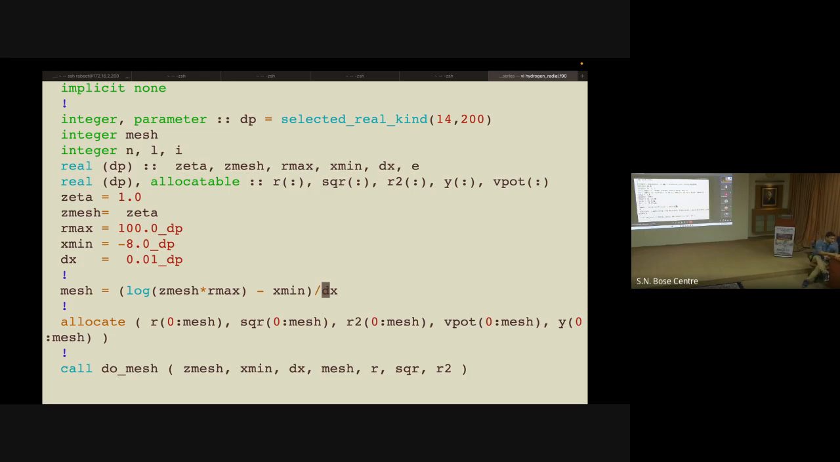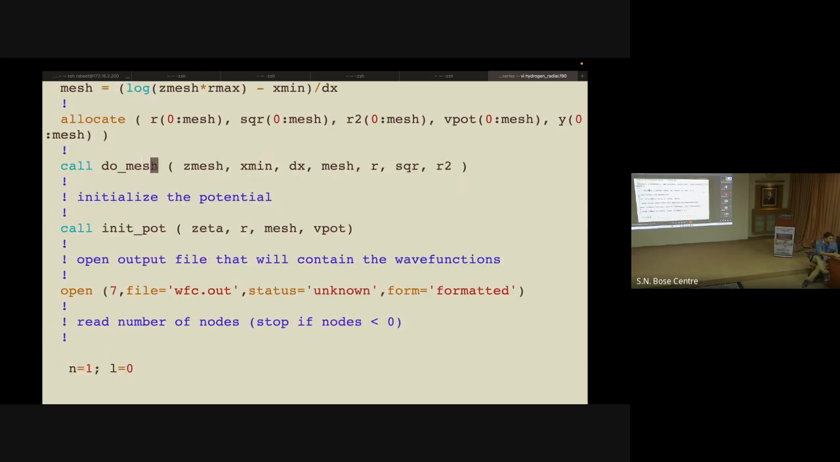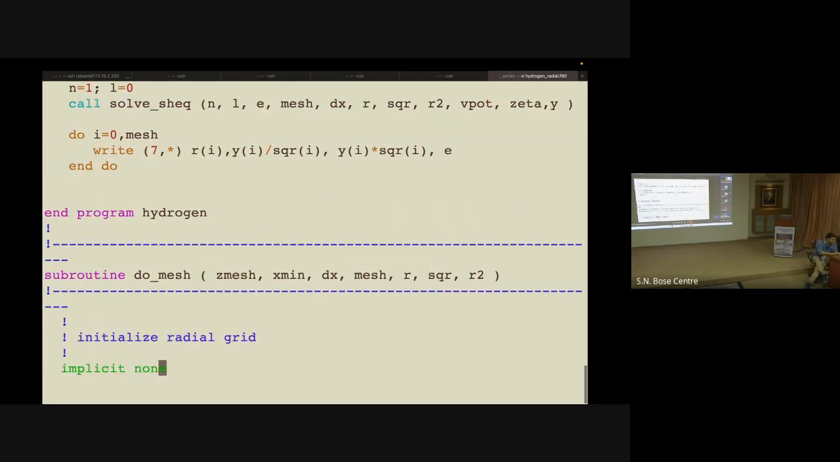Then, because we will need a lot of arrays like the R array and the square root of R, it is allocating them there. And do mesh is just making this mesh, it's a subroutine there. Then it is initializing the initial potential. In this initial potential, we are giving the atomic number zeta, R, and the number of mesh points, and V out will be your output potential. I'll show what this V out is.